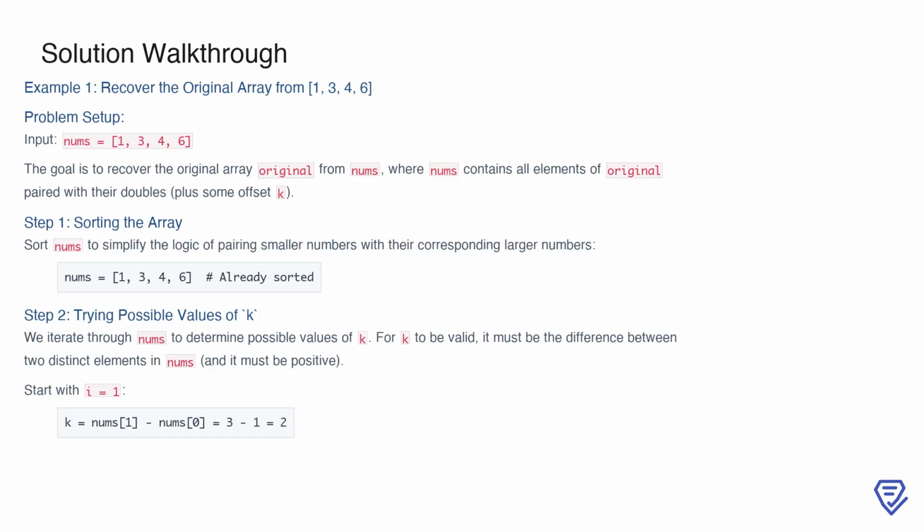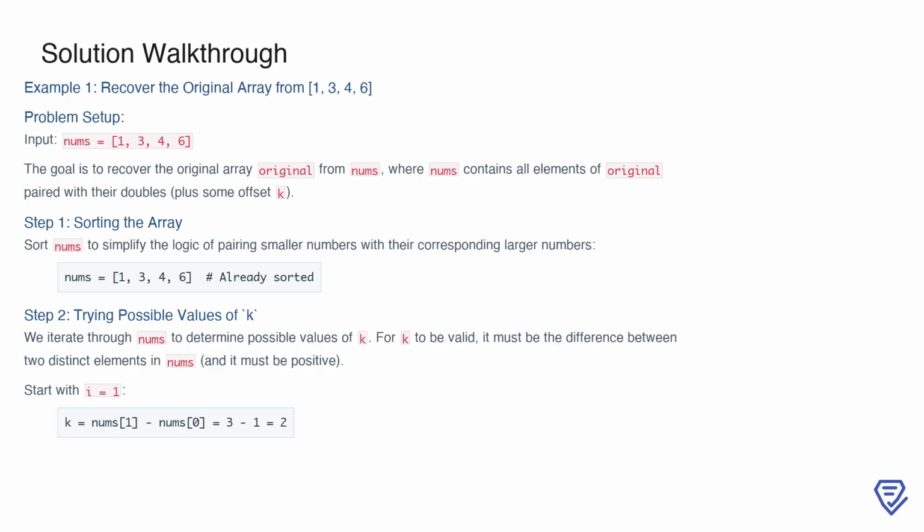Here, we are tasked with recovering the original array from the given input nums equals [1, 3, 4, 6]. The array nums is a combination of all elements from the original array paired with their doubles, with some offset k. The first step is to sort the array to make it easier to match smaller numbers with their corresponding larger values. Since the array is already sorted as 1, 3, 4, 6, no further changes are needed here.